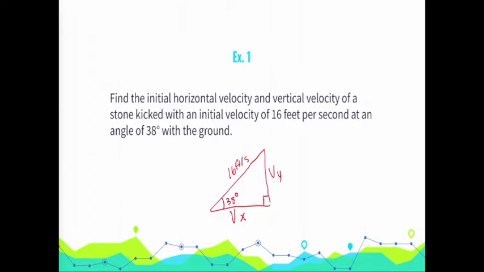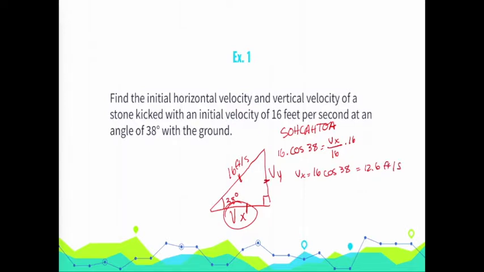And so we can just use SOHCAHTOA, right? And so Vx is going to be the cosine, because that's the adjacent side and the hypotenuse. So cosine of 38 degrees is Vx over 16. Multiply both sides by 16. And Vx is 16 cosine 38, which is 12.6 feet per second.